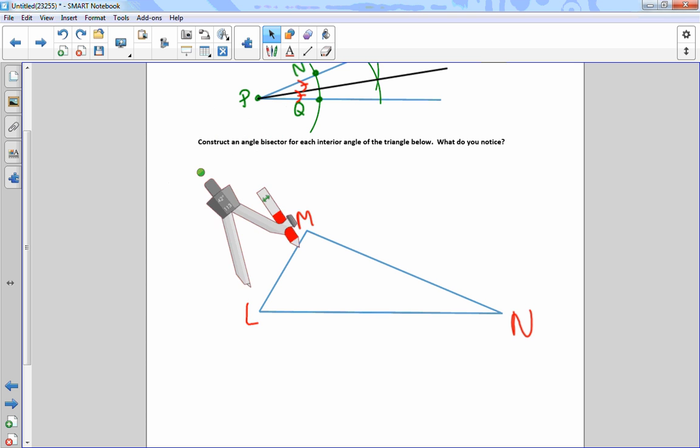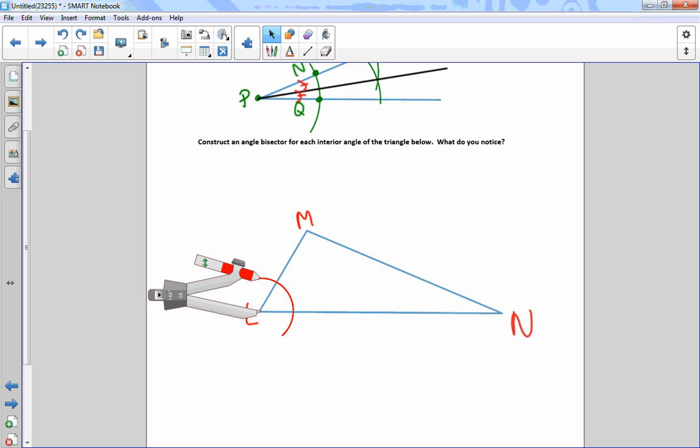Okay, bring your compass over. Put your sharp pointing point on vertex L. And bring in, you don't really have to do this arc very large, but don't do it too teeny either. Make your first arc so that it intersects both sides of the angle. So there's 2 intersections. Then you lift up your compass and relocate it to each of those intersections, and inside the angle, draw an arc using the same distance on your compass. So you're not changing the width.